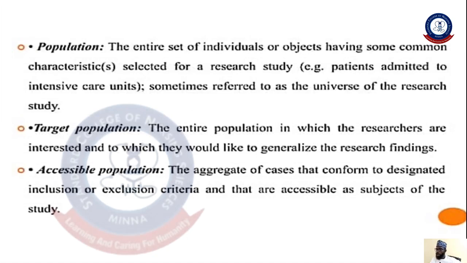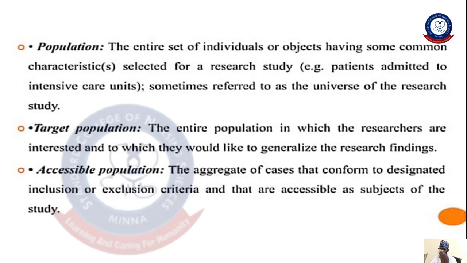Then another word that is popularly used during research is population. Research population is the entire set of individuals or objects having some common characteristics that are selected for a research study, e.g., patients admitted into intensive care units, or sometimes referred to as the universe of research study. Research population can be referred to as the universe of the research study.